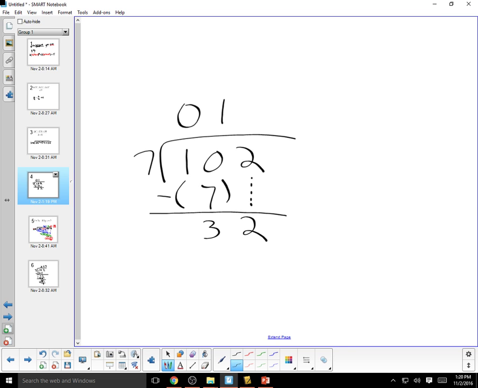Does 7 go into 32? It goes in there 4 times. 4 times 7 gives me 28. I change the sign. 32 minus 28 gives me 4. And then looks like that's my remainder, right? So I would go 4 divided by 7. And there's my quotient.